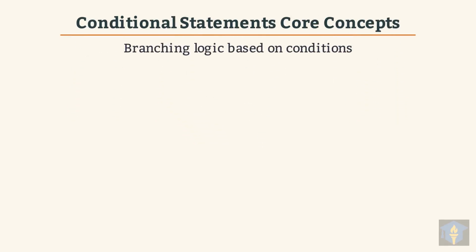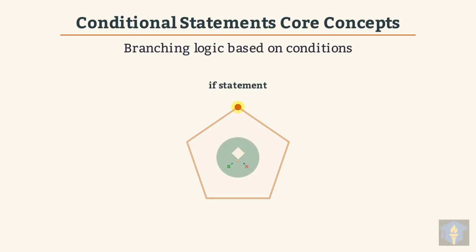Conditional statements allow your program to execute different code branches based on whether certain conditions are met. The if statement is fundamental. It executes a specific block of code only if its associated condition evaluates to true. This means the if block runs exclusively when the evaluated condition is true. Otherwise, it is bypassed entirely.